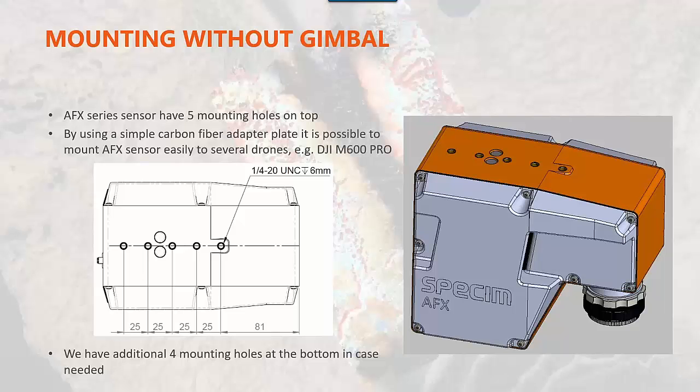When you do not have the gimbal, the mounting of the AFX series is still straightforward. We have 5 mounting holes on top of AFX camera. You don't need to use all 5 of them. Maybe it's enough to use 2 or 3 of them. So by using a simple carbon fiber adapter plate, it's possible to mount the AFX series sensor easily to a drone like a DJI M600 Pro. There are additional 4 mounting holes at the bottom of the AFX camera, but these are not typically needed for the drone-related mounting.